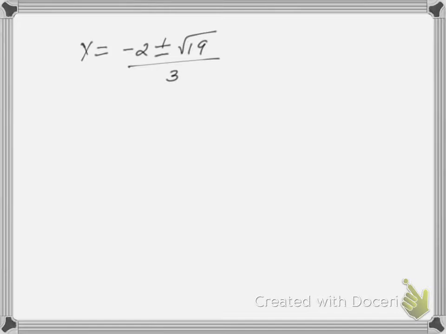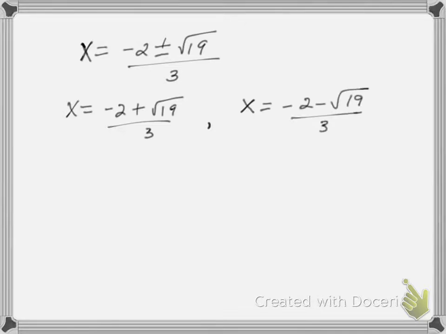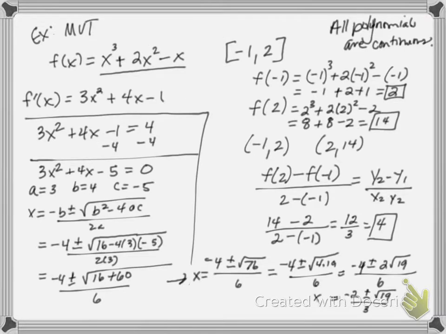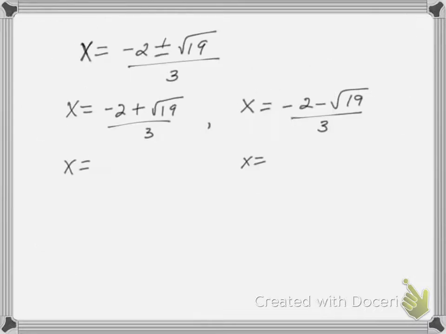All right, so at this point, I can use a calculator to calculate this. I'll have x equal to negative 2 plus radical 19 over 3, and then x equal to negative 2 minus radical 19 over 3. I just need to get my x values to see if those values are between my interval, which is negative 1 to 2. Okay, so let me get a calculator and calculate this.